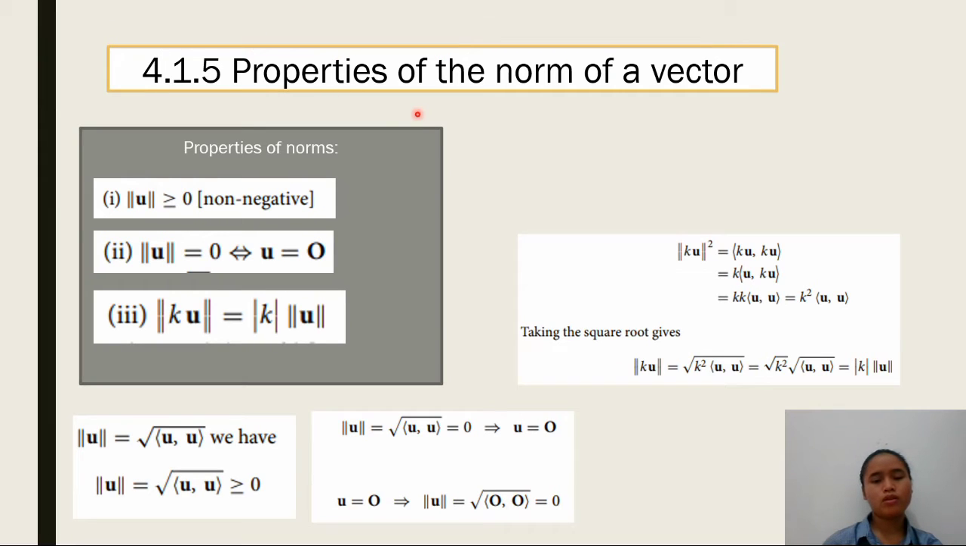Properties of the norm of a vector. These are the properties of the norm. This is the proof of norm property number 1, the proof of norm property number 2, and this is the proof of property number 3.